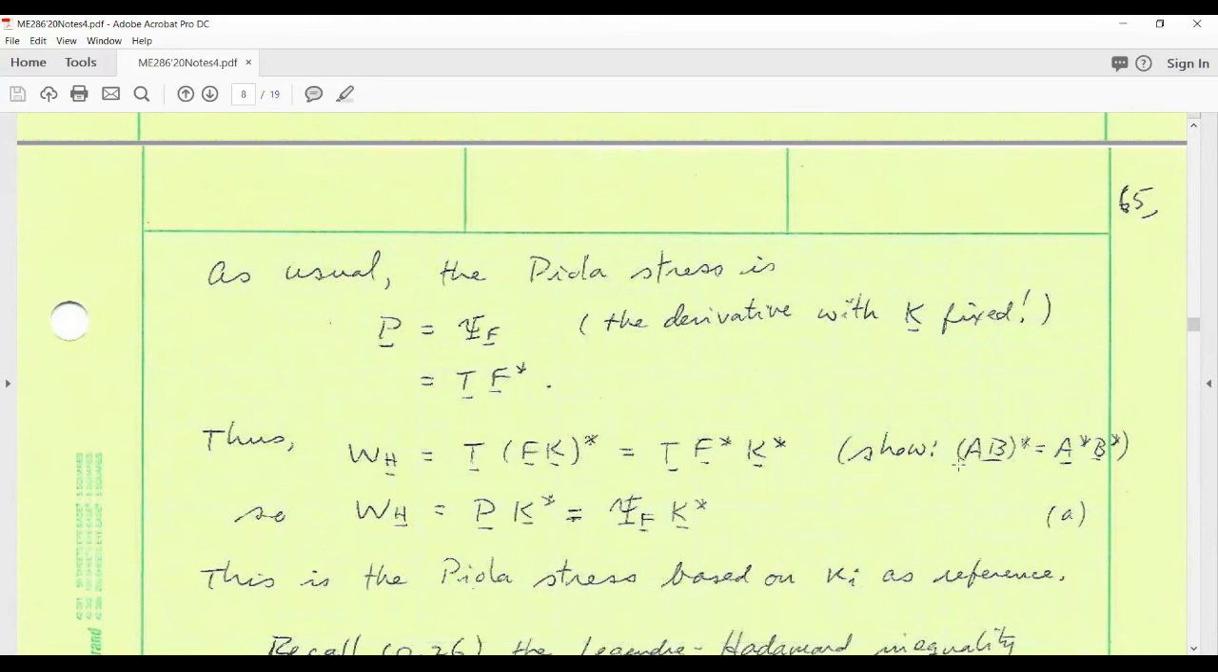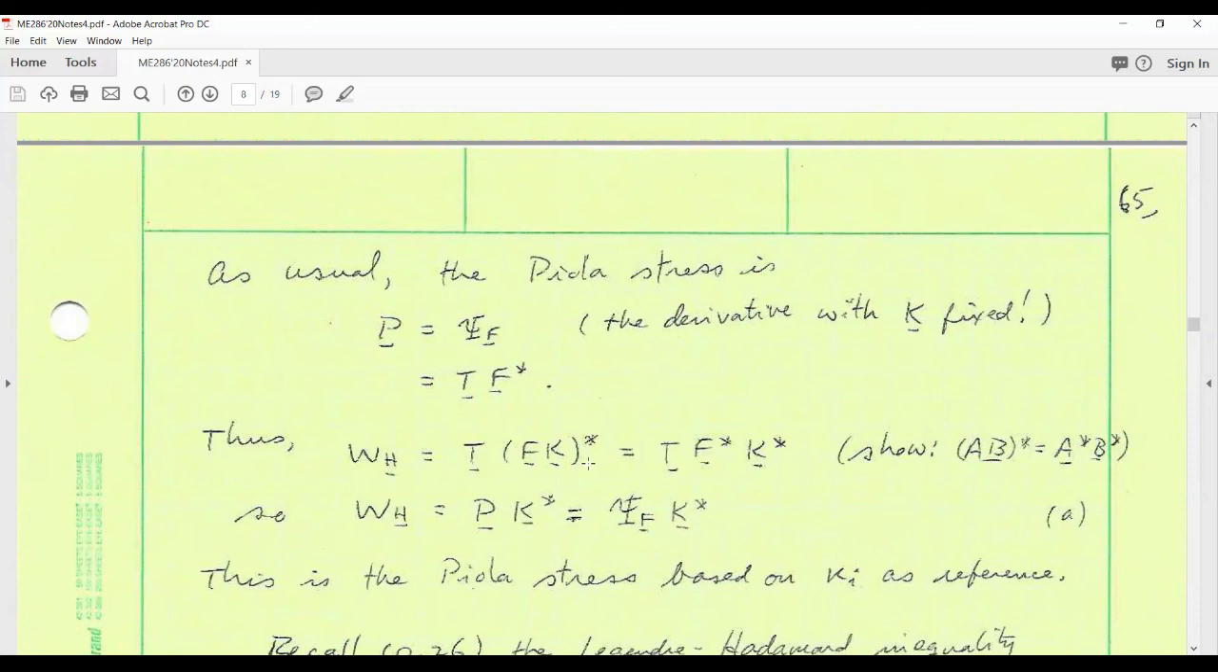I'll leave it to you to prove that the cofactor of a product is the product of the cofactors in the same order. Unlike the transpose, right? The transpose of a product is the product of the transposes in reverse order. The cofactor involves the inverse transpose. And the inverse of a product is also the product of the inverses in reverse order. So you have two reversals that bring you back to this. So the cofactor of a product is the product of the cofactors without reversing the order.